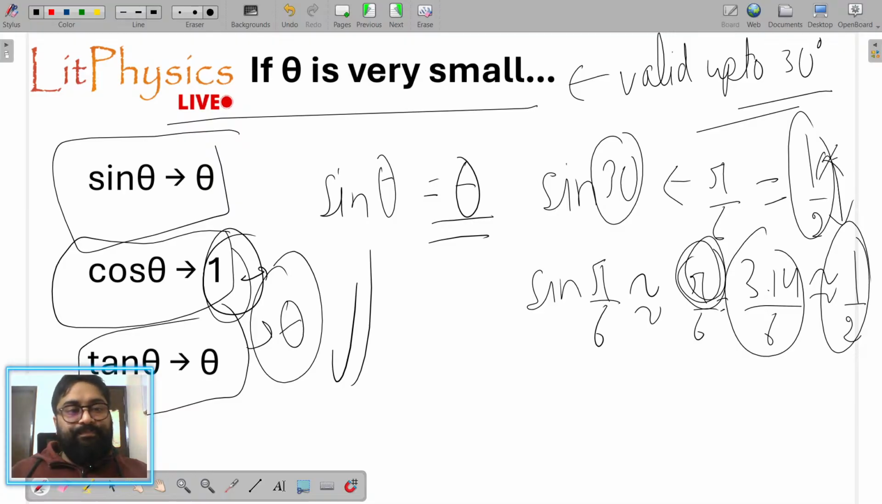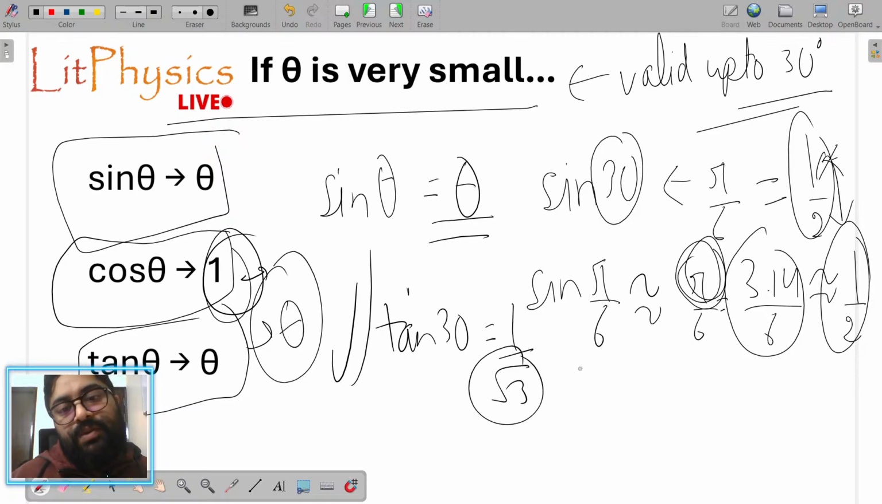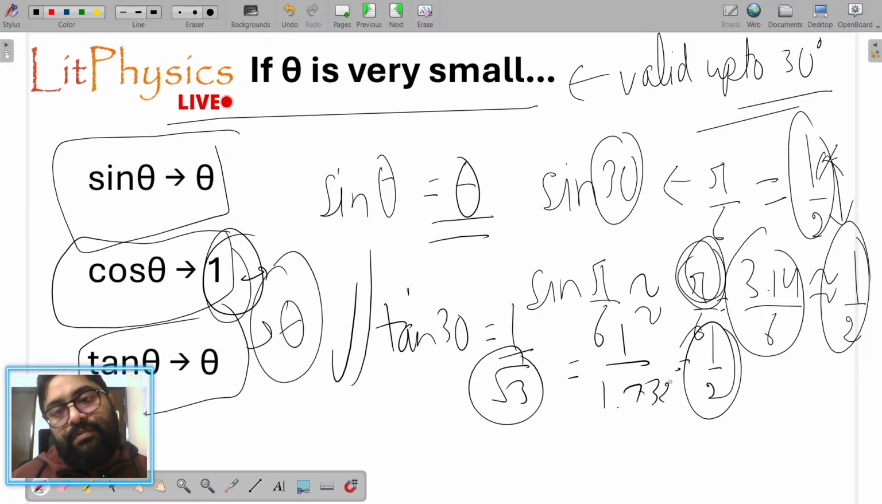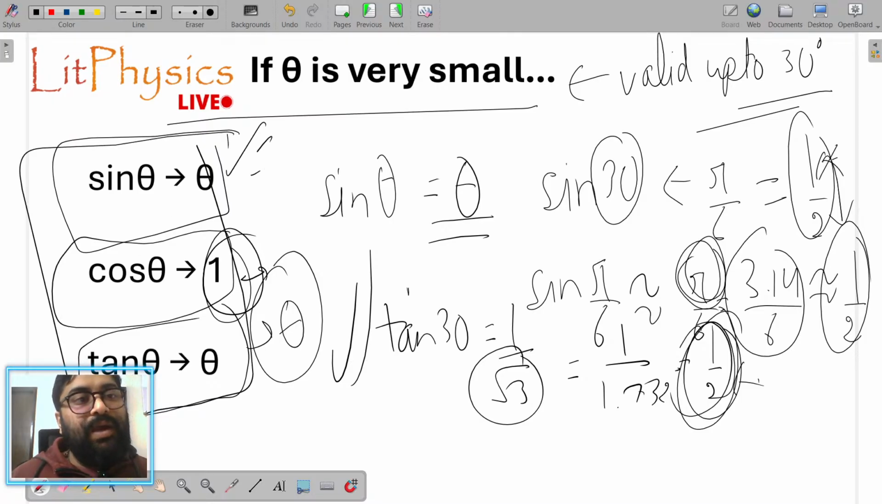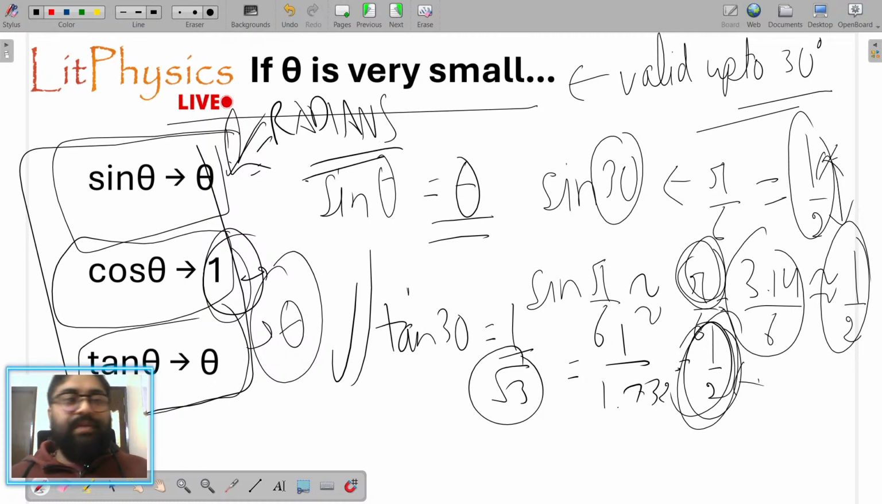Is that clear? So if you notice, you must be saying tan 30 is 1 by root 3, but 1 by root 3 is roughly 1.732 by 3, which is roughly equal to 1 by 2. So tan theta is equal to theta. But remember, when you are using these, theta you have to take in radians. Okay, simple enough.